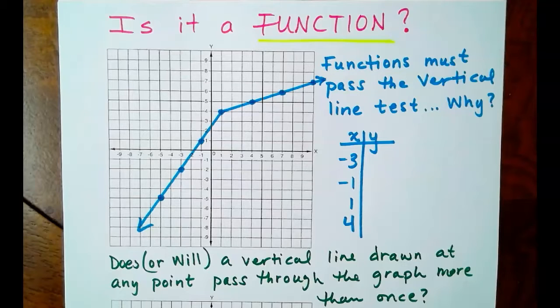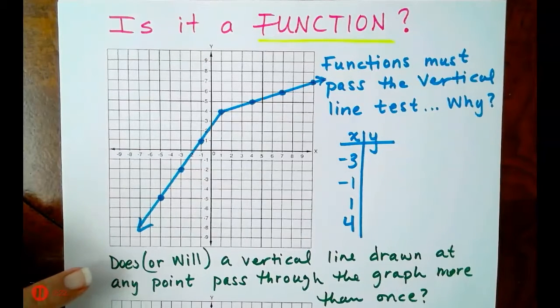So in our previous video, we looked at the definition of a function. And we saw that the definition tells us that within a function, every input maps exactly to one output. So now we're going to look at some graphs and we're going to ask, is it a function based on what we see in the graph?